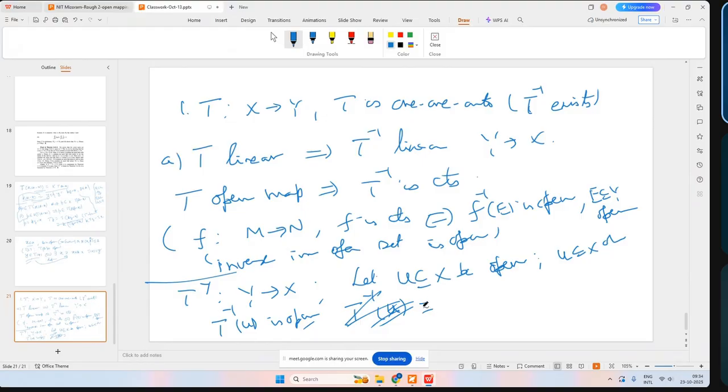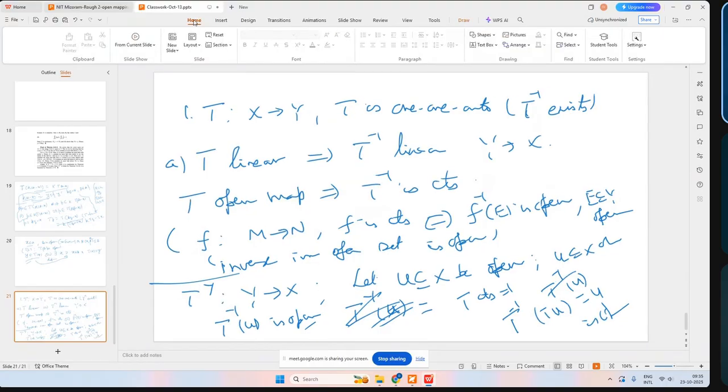So T is continuous implies that T inverse of the image of TU, that is nothing but U, is open. So that shows that if T is an open map, then T inverse is a continuous map. That is part of what we have done in metric spaces. If you want, I'll send a separate proof for you.